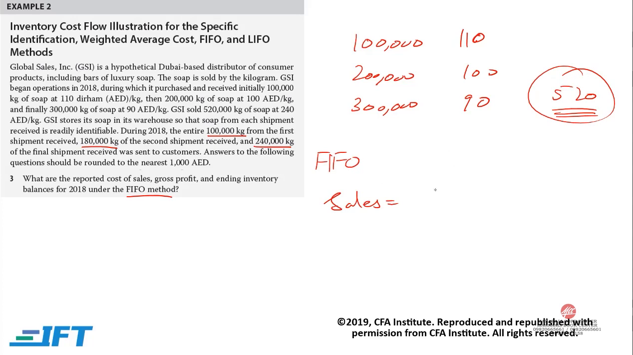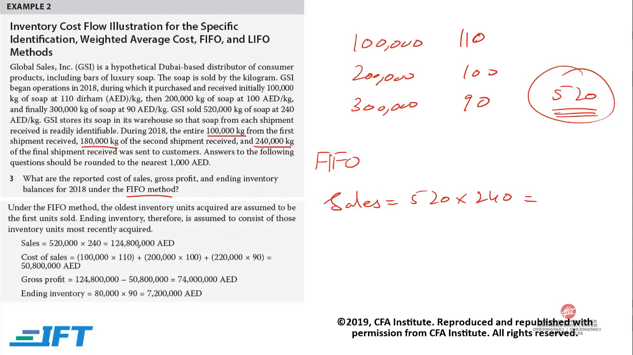So if it is first in, first out, sales would remain the same. That is 520 multiplied by 240. So it will remain the same again. That is 124.8 million.